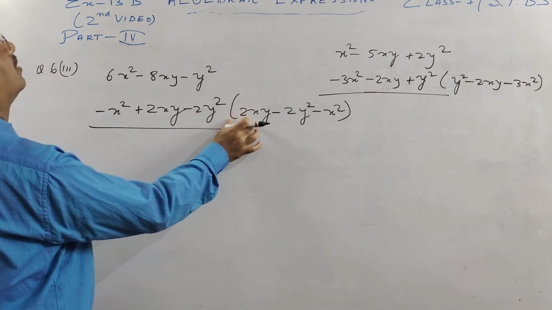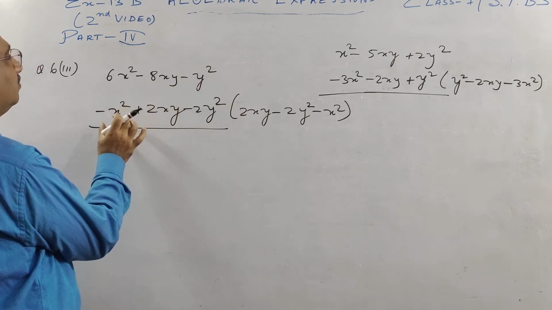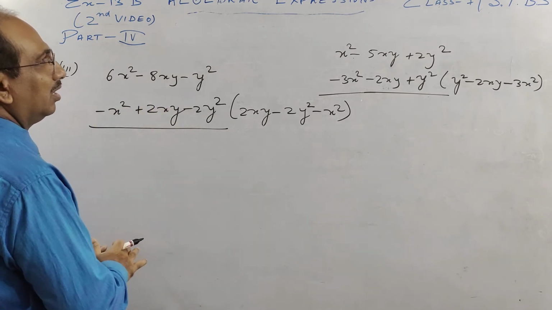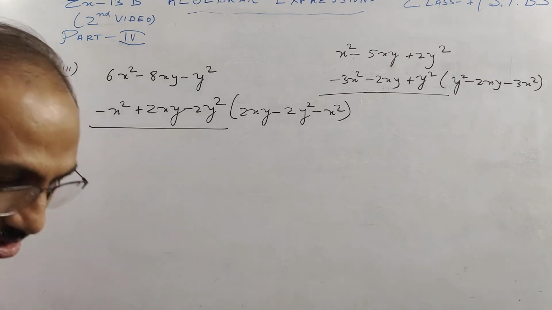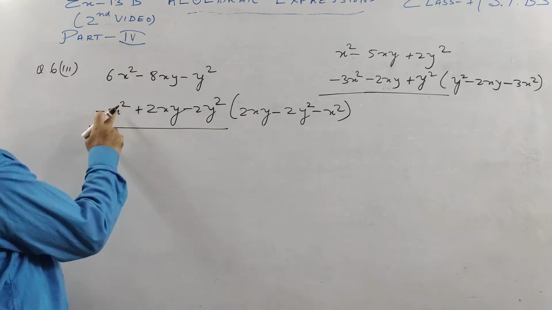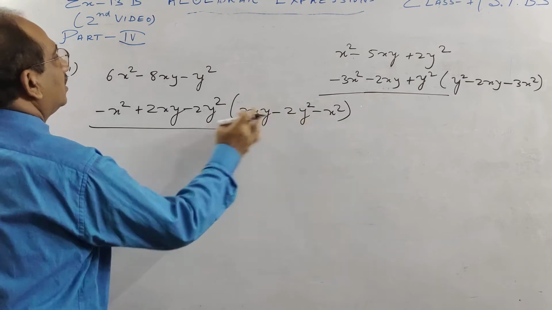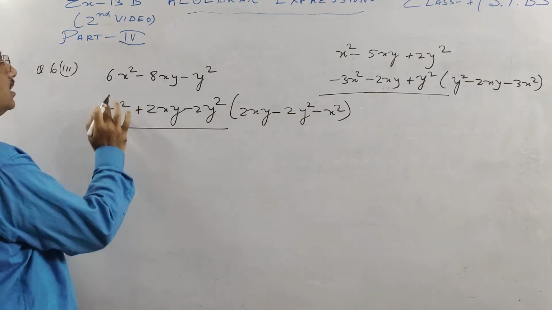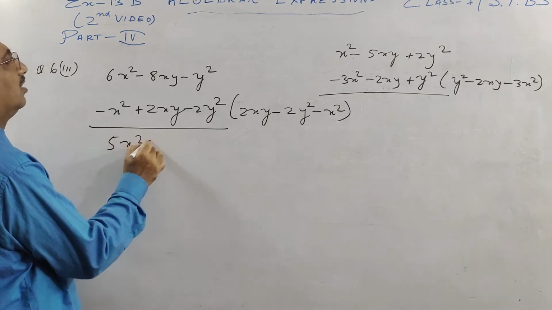So this comes here below xy, then your x square term, this comes here, then y term. So let us add. Don't change the sign, children. 6 minus 1 is 5.